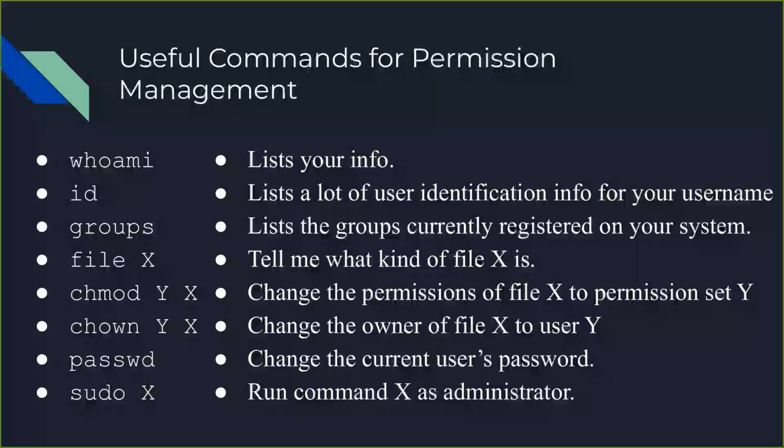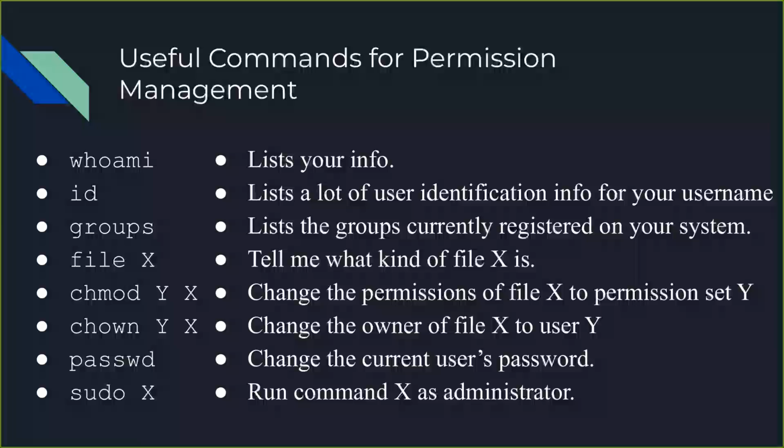You can type the file command, and if you type file and then the name of a file, it will tell you what type of file that file is. chmod we talked about before. That's what you would use to change file permissions. chown is what you would use to change the owner of a file from one user to another.